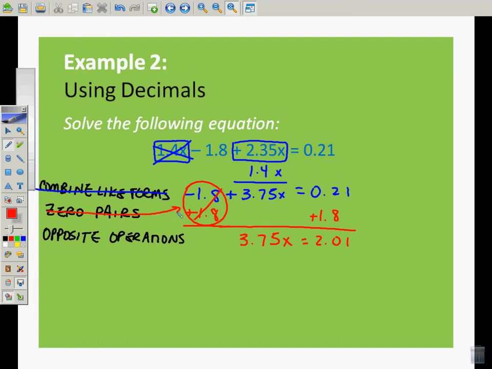Okay? And so now when I do my opposite operations, I'm eliminating the number in front of x. And so when I do opposite operations, I'm going to divide by 3.75 on both sides. So I'm left with x is equal to now 2.01 divided by 3.75. You can put that into your calculator or you can multiply it out. It is 0.536. A good way to check that would be to put it back into the equation. I am not going to show you that right now. That's for a different day. So I did combine like terms, zero pairs, and opposite operations.